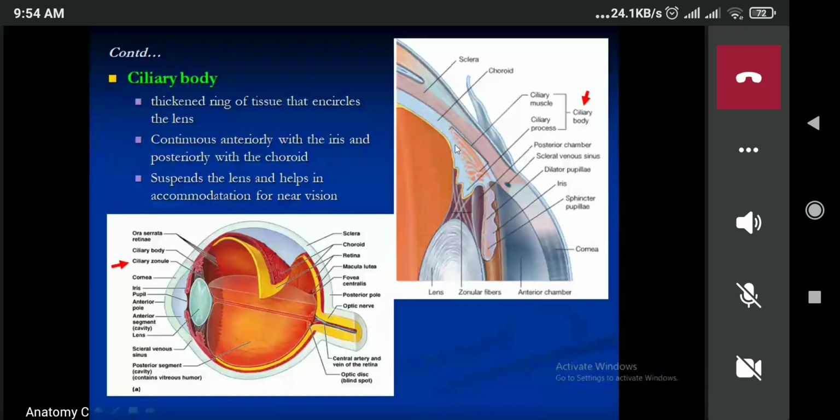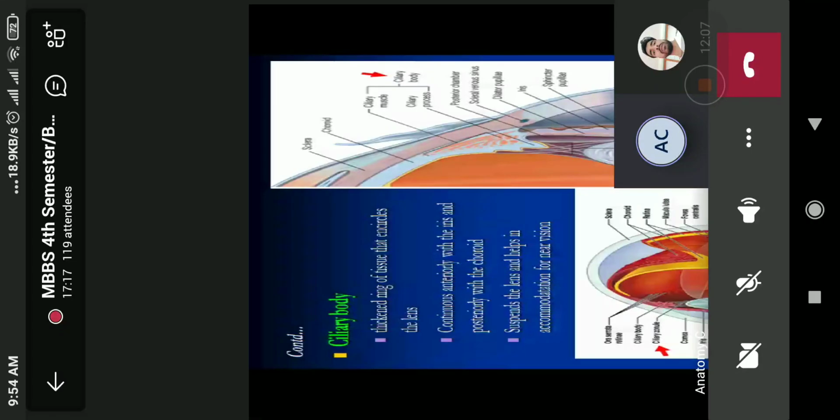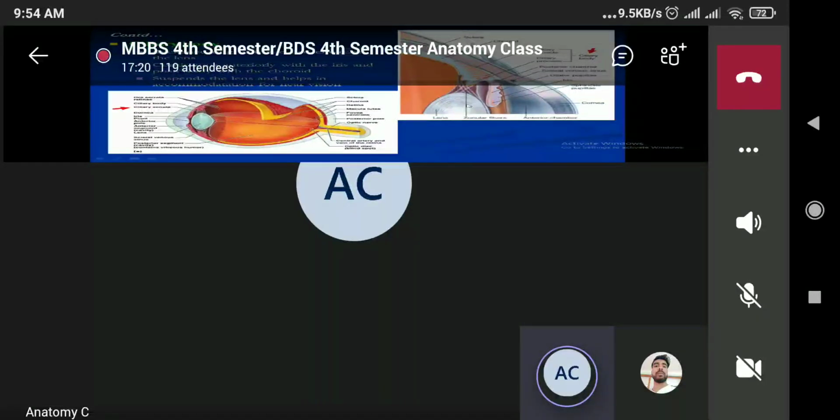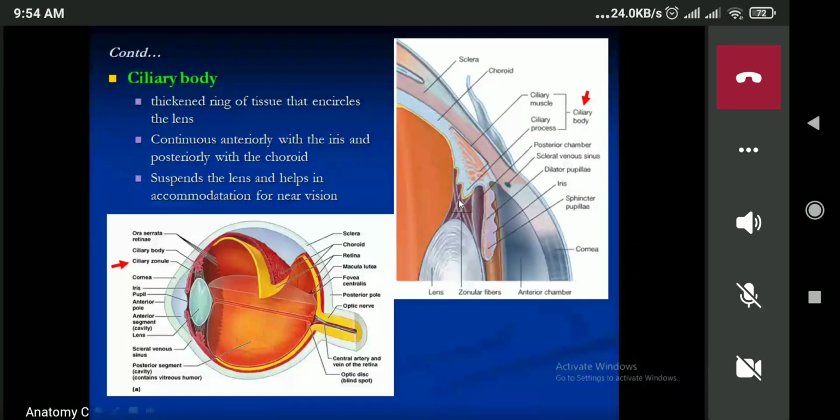Now can you see the ciliary body is over here, and in the lower part we have the lens. The lens is suspended through the suspensory ligament of the lens. You can see the suspensory ligament. Through the suspensory ligament, the lens is suspended and it helps in the accommodation for near vision.